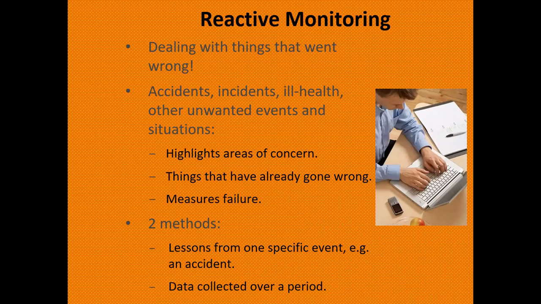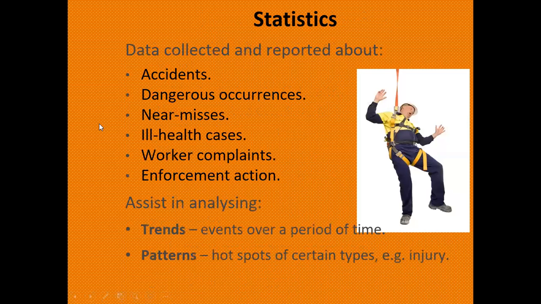Accidents, incidents, ill health and other unwanted events and situations highlight areas of concern, how many observations were raised, and measure failure by rectifying things that have already gone wrong. Then the methods: lessons from one specific event, like an accident. We collect all the data from that incident and then develop a lesson learned: what happened, what went wrong and how to sort it out. Then statistics: the number of accidents, dangerous occurrences, near miss reports, ill health cases, and workers' complaints against the organization, against the health and safety system.